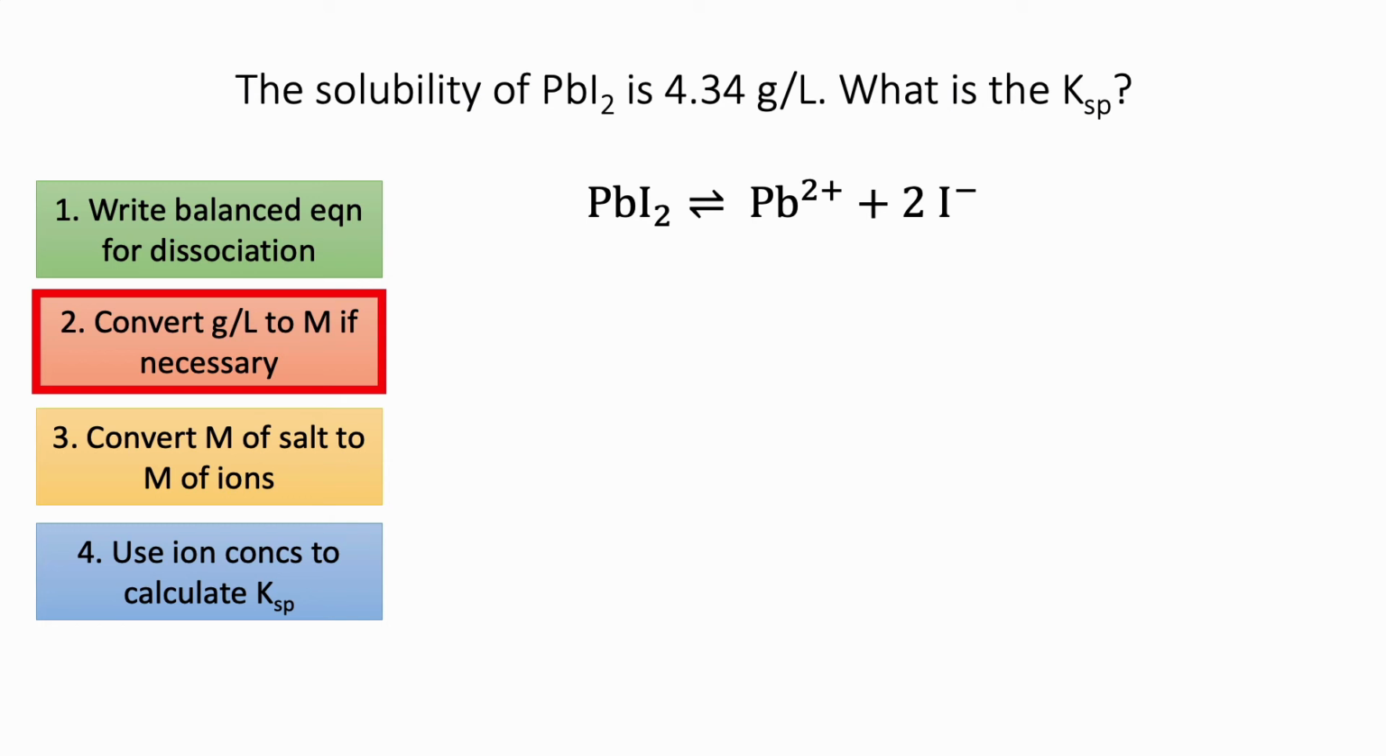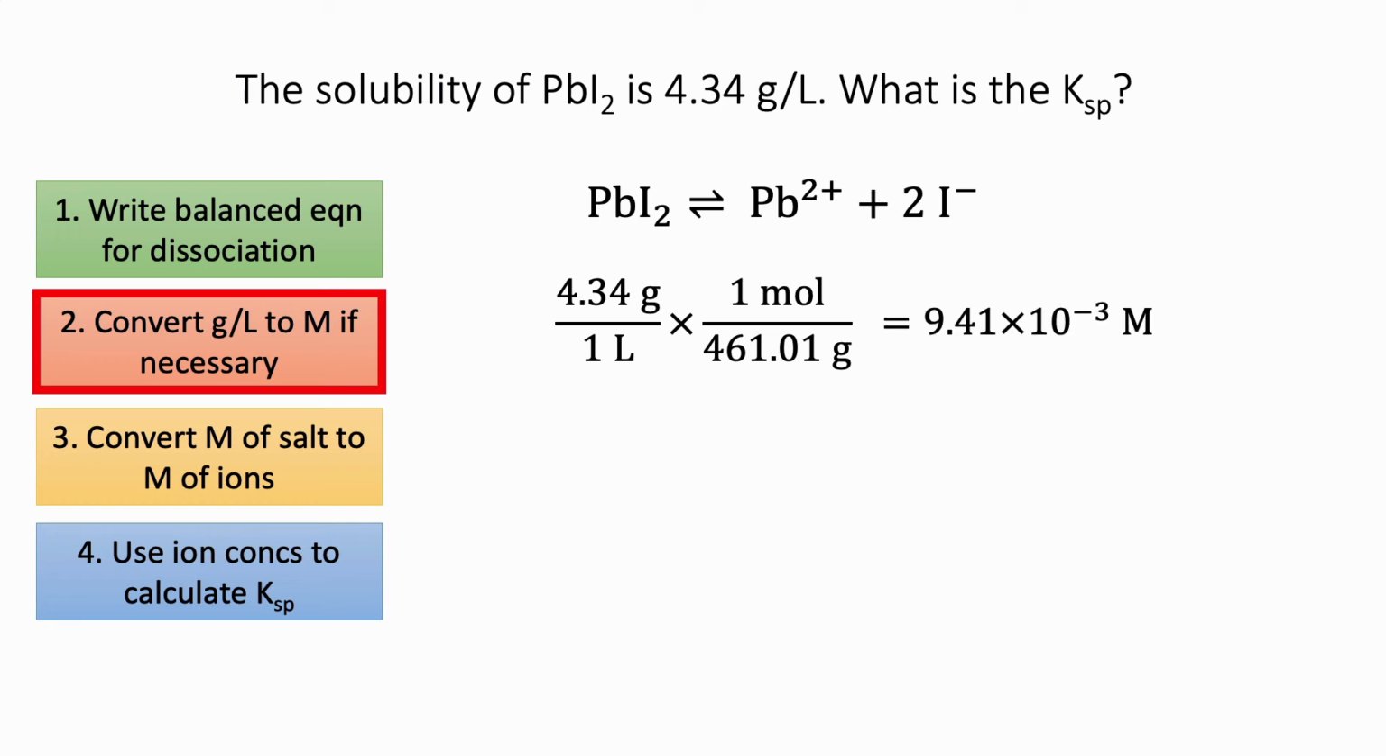So we're going to go from grams per liter to moles per liter, and we're going to use the molar mass to do that. So we can take our solubility of 4.34 grams per liter, divide by the molar mass of lead iodide, 461.01 grams per mole, and we get a molar solubility of 9.41 times 10 to the minus third molar.